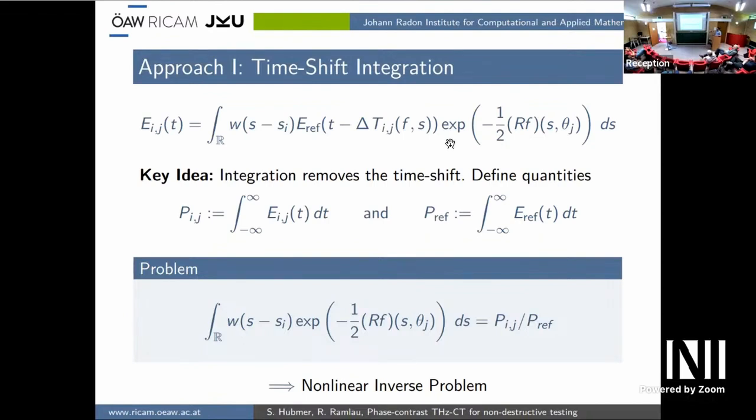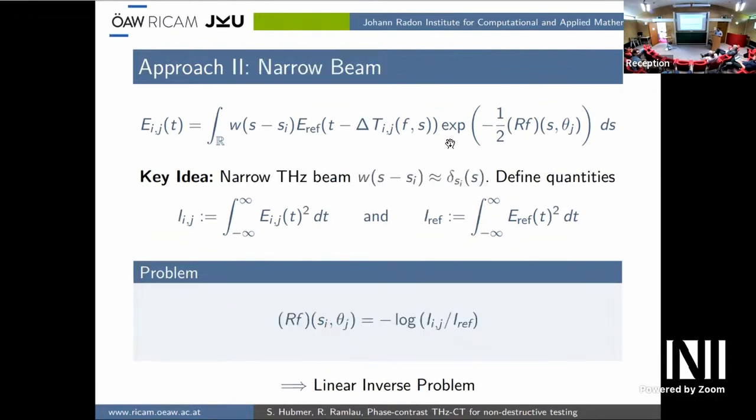So we just integrate here and call this integrated left-hand side Pij, and the integrated field here, Pref. And you see that we end up with a classic nonlinear inverse problem for the density F, which can more or less be handled in a similar way. And one of the first things we did was to run some nonlinear reconstructors on this problem. However, you can be faster and achieve better results.